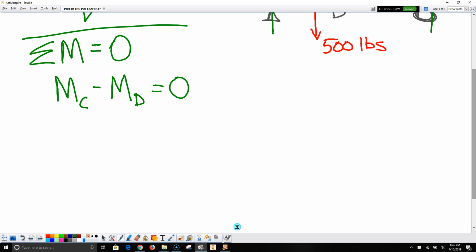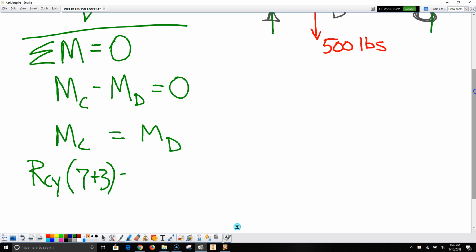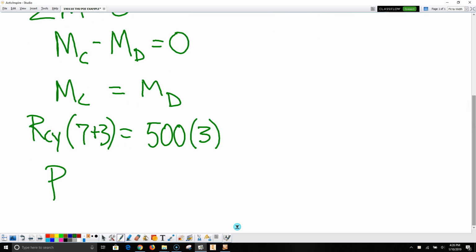Rearrange this to solve for moment C. And now we can find the reaction force at C in the y direction. The reaction force at C in the y direction times the length of that arm, which is 7 plus 3, equals the force acting in the downward direction at point D times the length of that moment arm. So we can rearrange this and solve for RCY. RCY equals 1500 divided by 10, 150 pounds.